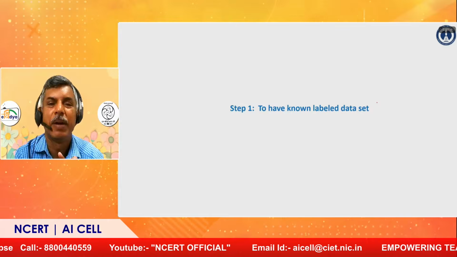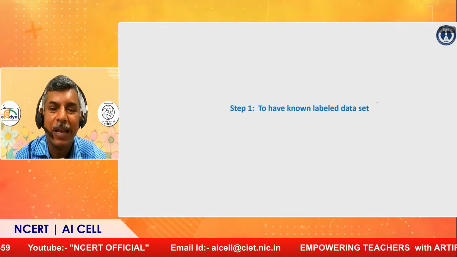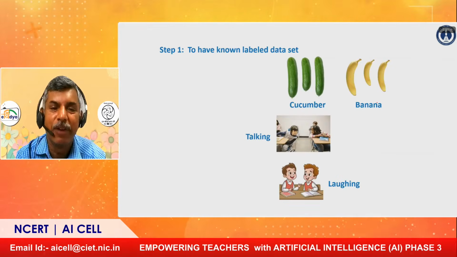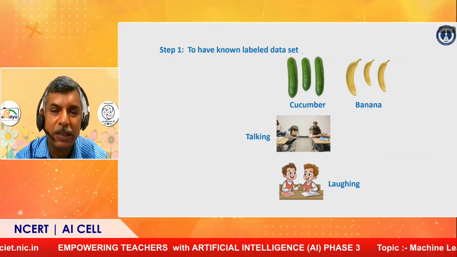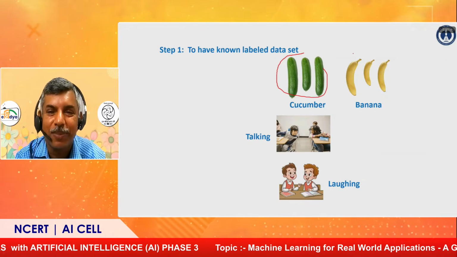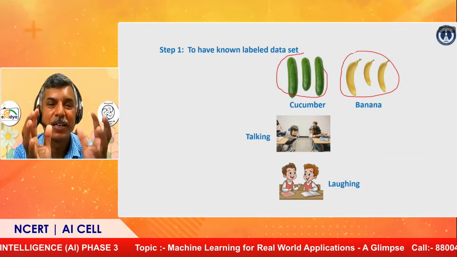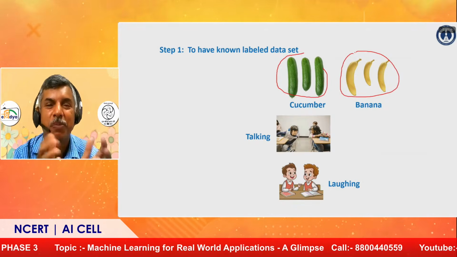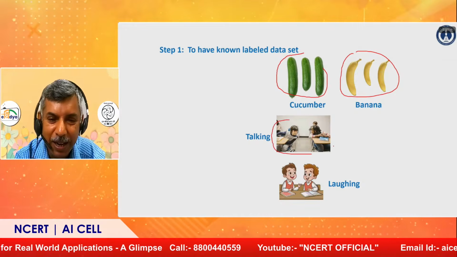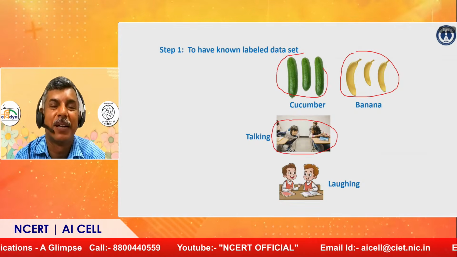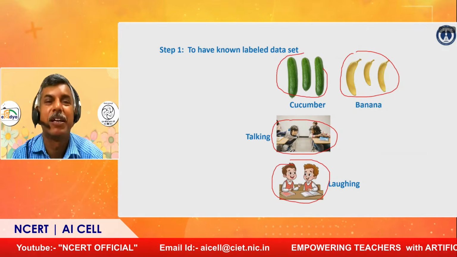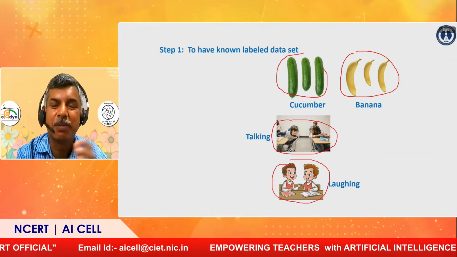And in order to make a machine learning model learn, we need to have a labeled data set. What actually is a labeled data set? We will come to the next slide, where suppose I want to make a machine learning model distinguish or classify a cucumber and a banana. Suppose I have a cucumber and a banana. I want to create a small machine learning algorithm which will classify this cucumber and banana. Or suppose I want to make a machine learning algorithm that will clearly identify whether the students are talking inside the classroom, or whether they are laughing. Like that, there are some small examples we can make.